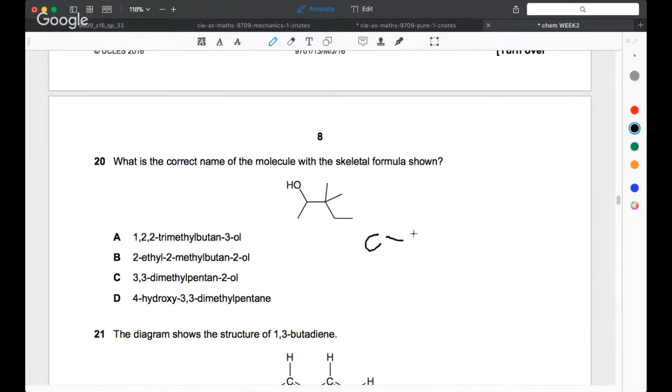So I think the first step is to find the longest backbone. Which is the longest backbone? This one. How many carbons? 1, 2, 3, 4, 5. So it would be pent. So it can't be A and B. Very good. So we choose from C and D.